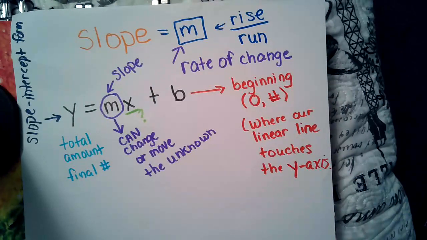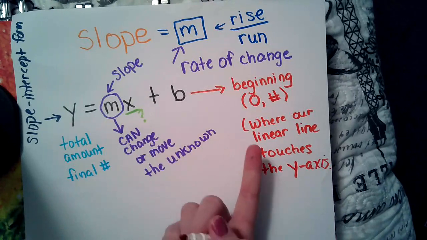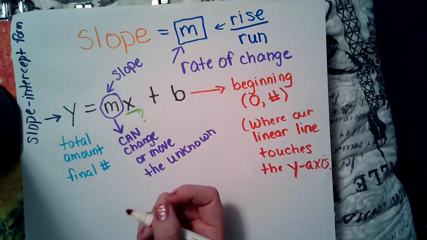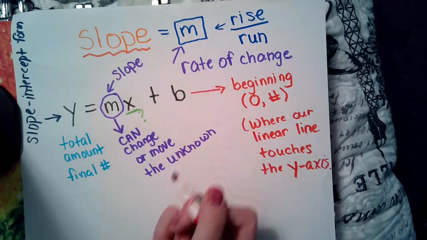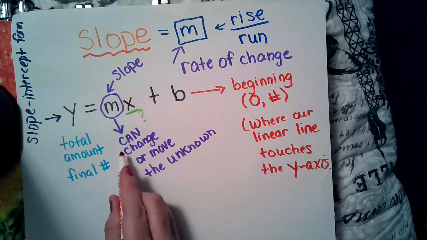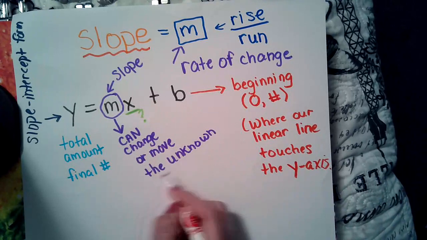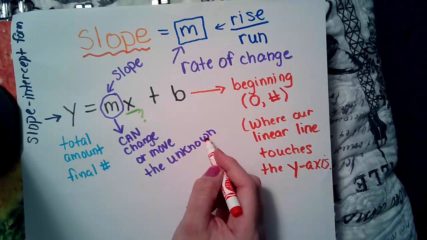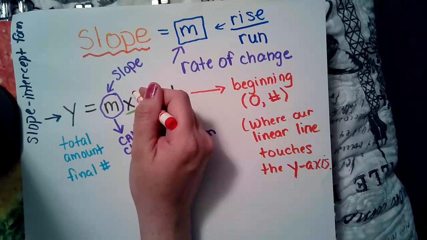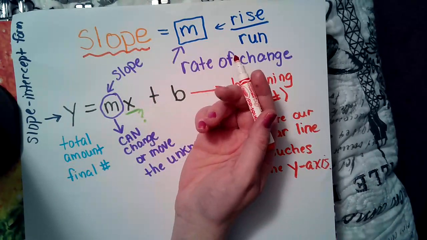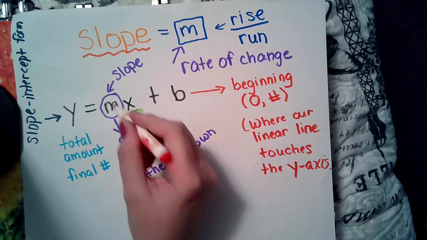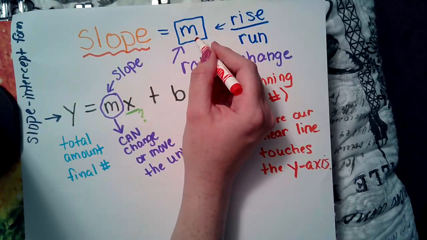So now we have to do something with this y equals mx plus b. And that is where this term slope comes from, okay? So this slope is the change or the movement that affects the variable. And we're going to give you an example of that. We're going to do several examples. We say that slope is the letter m.